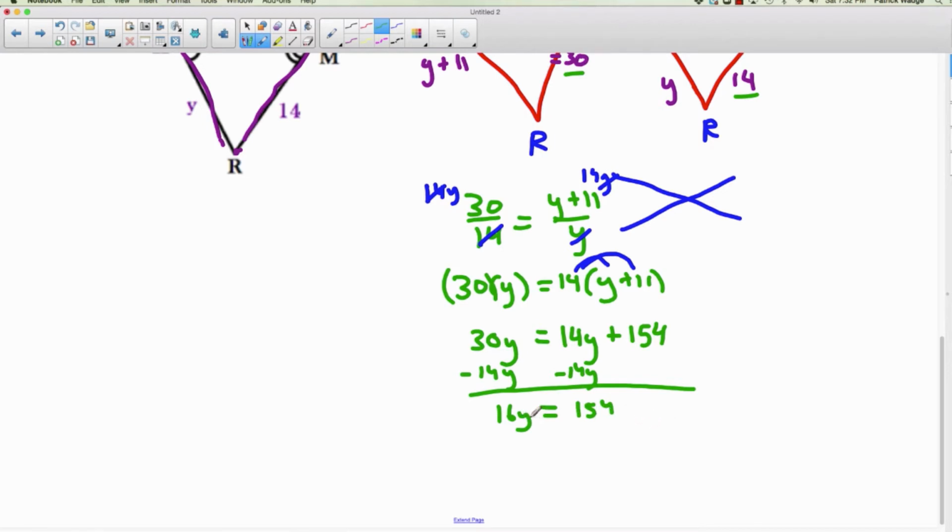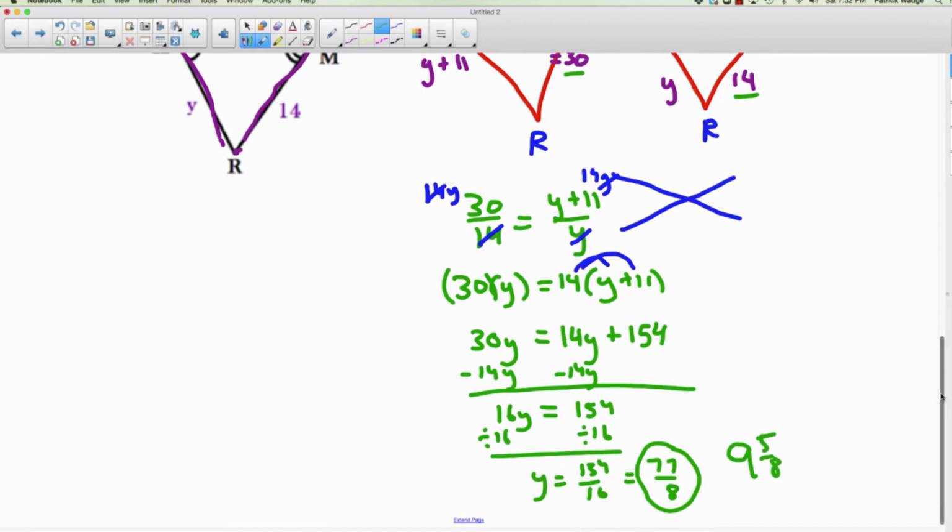And last thing to do, 16 times y, you have to divide by 16 and divide by 16. Uh-oh. I don't know what that is. 154 over 16. Let's see. I could divide them both by 2 and I'd get 77 over 8. And I think that's your answer right there. Again, if it's hard for you to picture what that means, in a mixed fraction that's 9 and 5/8.